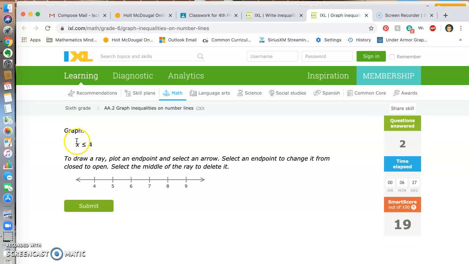I'll do one more here. X is less than or equal to 4. So again, I go to 4. Less than or equal to, I need the closed circle, so I'm going to keep that closed circle. And where are the numbers that are less than 4? Over here. So your answer could be 4, but it could be 0, it could be negative 4. Anything less than 4 could be the answer. You're not just going to have one answer anymore.